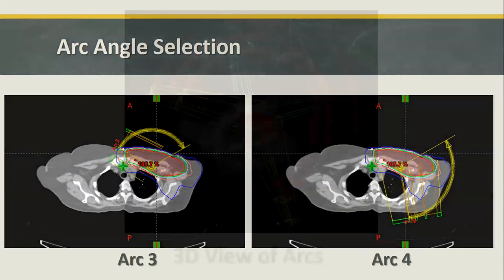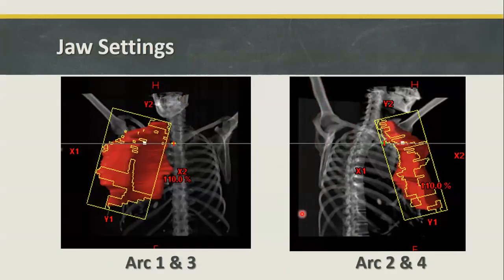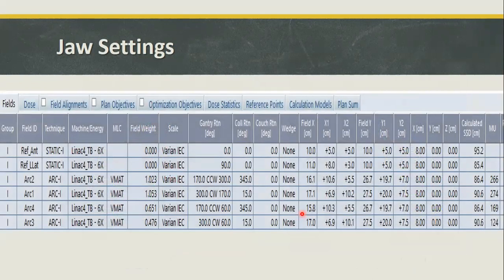This is the 3D view of the arcs that we have used. You can see that arc 1 and arc 2 are the full partial arcs covering the volume, and the half arcs are arc 3 and arc 4. Then, moving forward with the jaw settings, we kept the jaw settings of arc 1 and 3 the same, and arc 2 and 4 the same, but the angles of the arcs are different, because arc 3 is ending medially while arc 1 is going to cover the whole volume, with collimator settings of 345 and 15 degrees. These are some numeric values of the jaws that we have selected with the arcs.